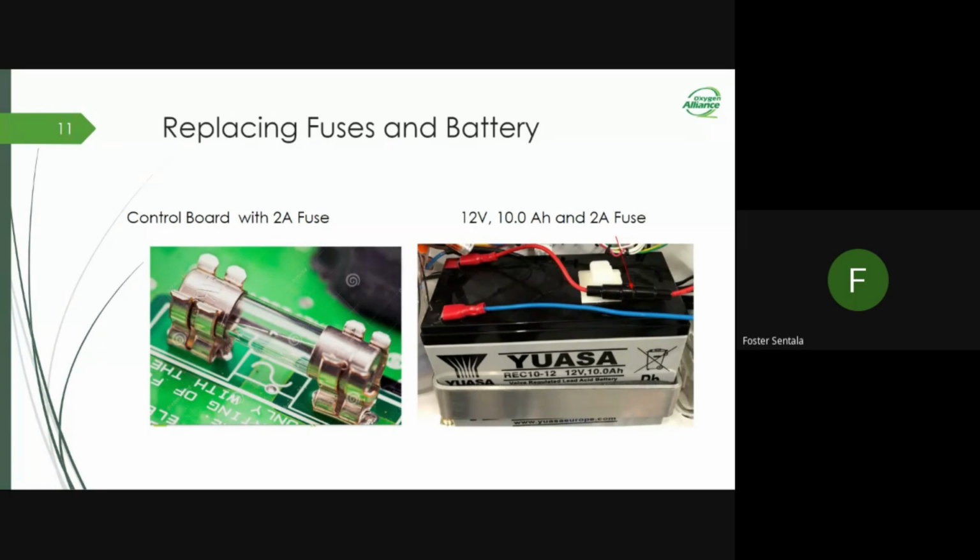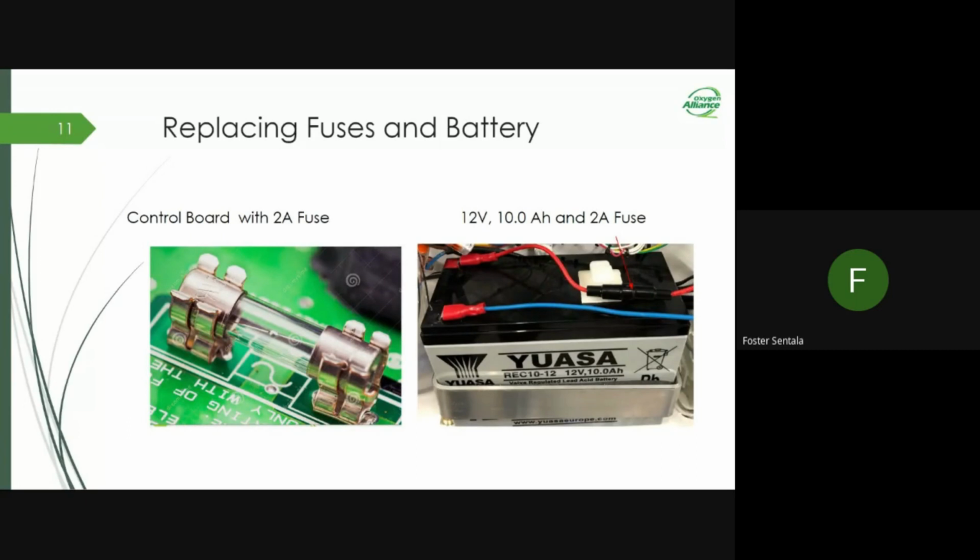So to your left, there is the fuse that is placed on the control board for the ventilator unit. In cases whereby the ventilator is not switching on, you might consider checking this fuse. It's easy to replace. You just pull it out of the holders and then replace it with a recommended rating, in this case a 2 amps fuse.